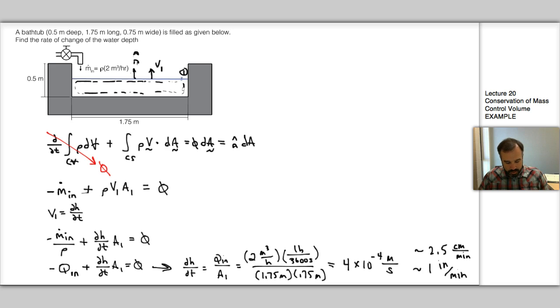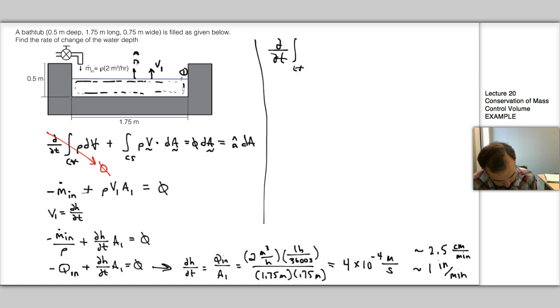Before we wrap up today, I want to take a look at a different way of doing this problem. So let's now define our control volume as one that expands with the water surface. We start with basically the same control volume, but now that control volume is going to expand with the water surface. So if we write out our equation again, we have d over dt of the integral over the control volume of rho dV plus the integral over the control surface of rho v dot dA equal to 0.